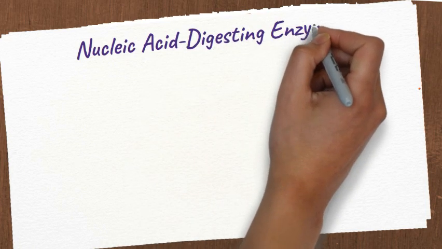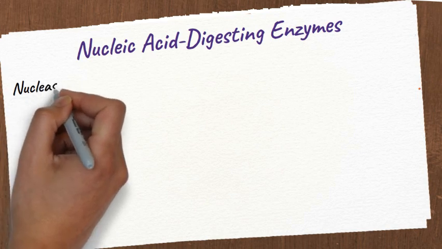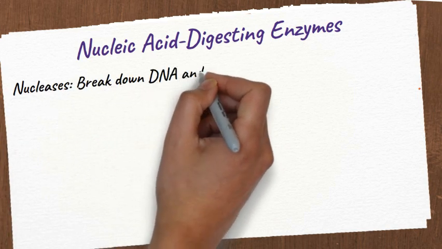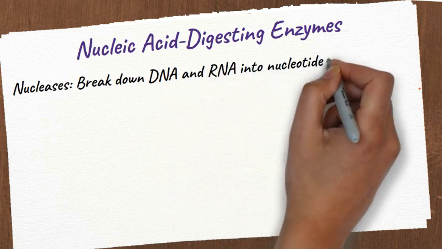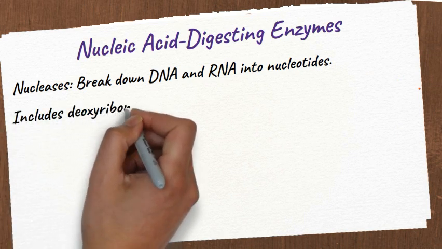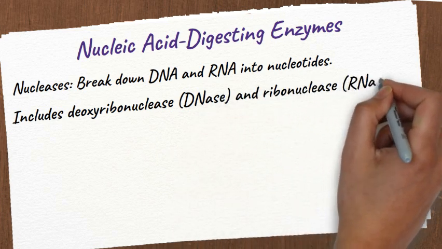And then finally, we have nucleic acid digesting enzymes. Under nucleic acid digesting enzymes, we have nucleases, and these are responsible for breaking down DNA and RNA into nucleotides. Examples include deoxyribonuclease, which is DNase, and ribonuclease, which is RNase.